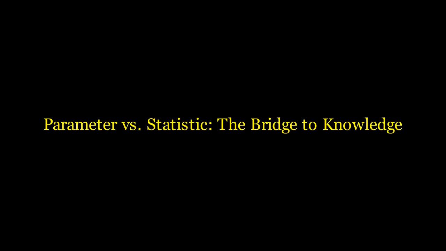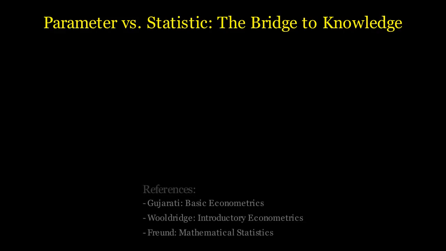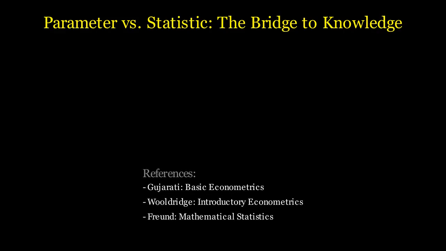In conclusion, beta is the hidden law of nature, and beta hat is our window into it. Understanding the gap between them, the sampling error, is what separates a casual observer from a rigorous data scientist.